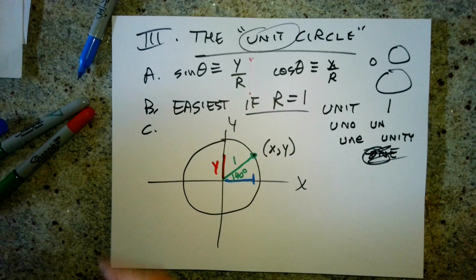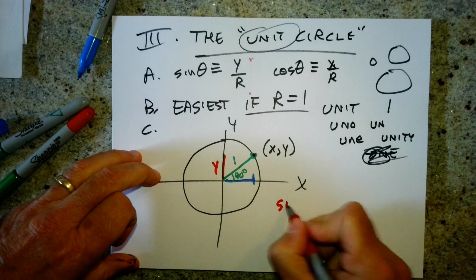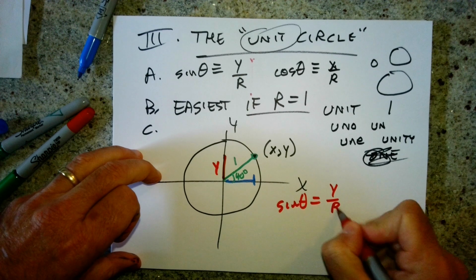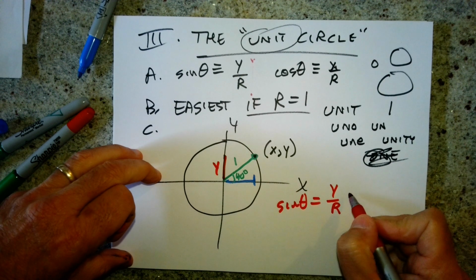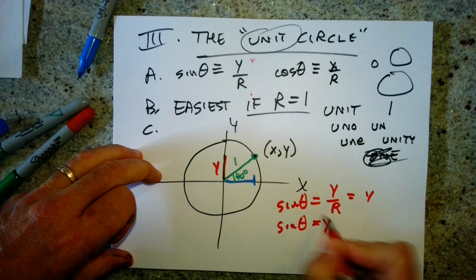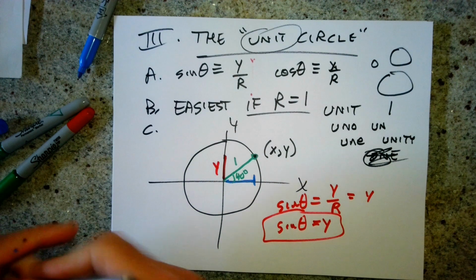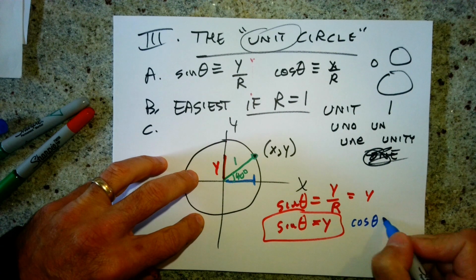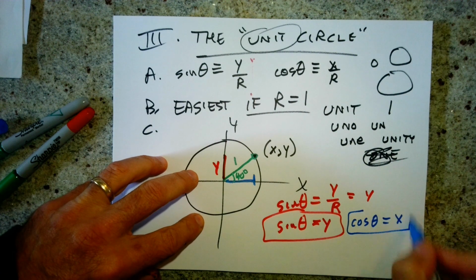Okay. So the sine of theta would be y over r, but now we've created a circle where r equals 1, so it's just y. So sine of theta just equals the y coordinate of that dot. This is the easiest way to get the general sine of theta. Likewise, the cosine of theta just equals the x coordinate of that dot.